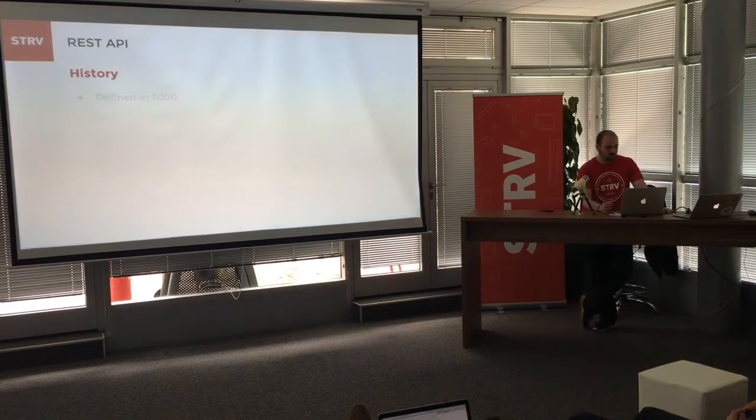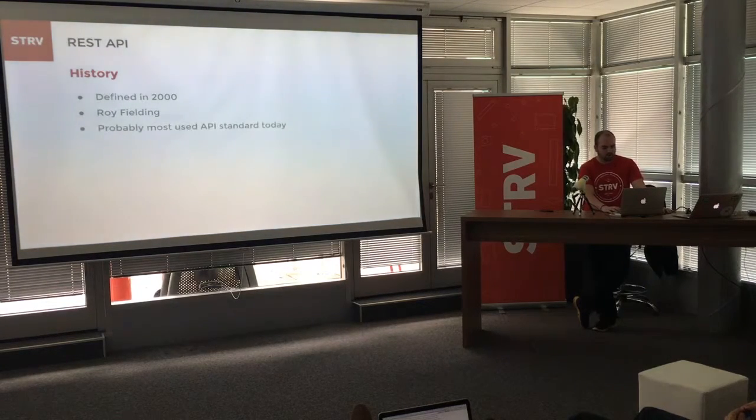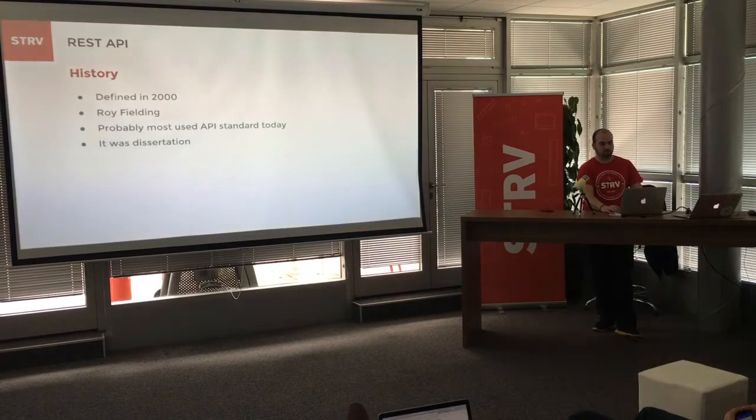It was defined in 2000 by Roy Fielding, and it is probably the most used API standard today. And what is really interesting is that it was his dissertation work at a university. So it's really inspiring for me that he was doing something for school just to graduate, and he created the most used standard for the whole world. So yeah, this is interesting for me.